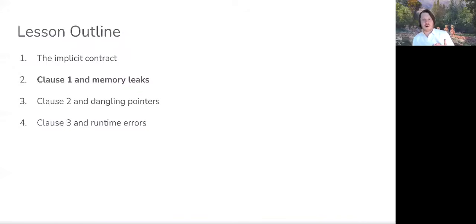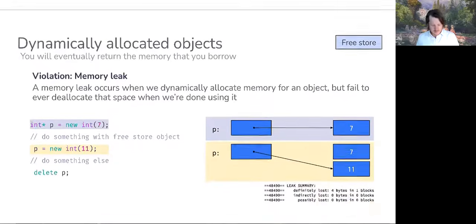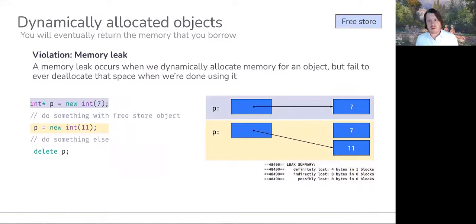Howdy and welcome back. So, clause 1 and memory leaks. If you recall, clause 1 is the implicit contract that you enter with the FreeStore manager upon requesting a dynamically allocated object: you will eventually return the memory for that object that you borrowed when you're finished with the object. The result of violating this clause would be a memory leak.